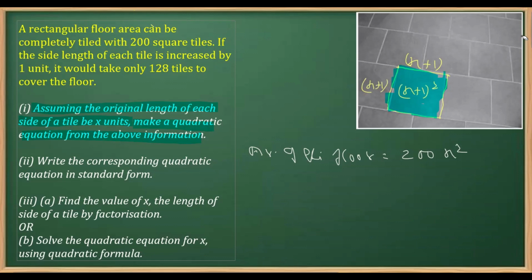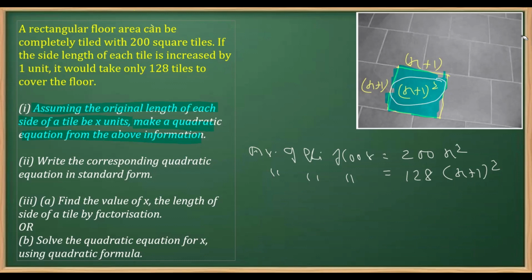So if I ask you what is the area of the floor, what you know is that the floor is the same. The area of the floor is the same. And this time I'm going to find the area of the floor. It's going to be the number of tiles, this time we have 128 tiles, and the area of one tile is x plus 1 whole square. It's easy to understand that the number of tiles multiplied by the area of one tile should give you the area of the floor. And as we discussed, the area of the floor is the same, so we can equate these two.